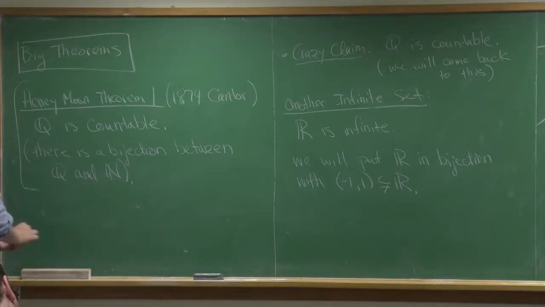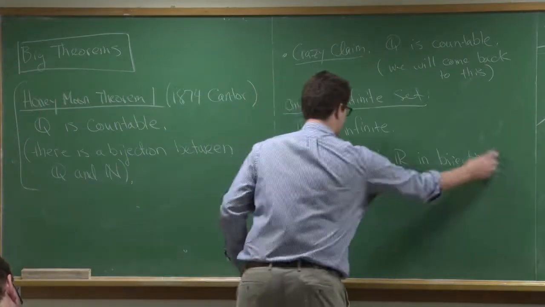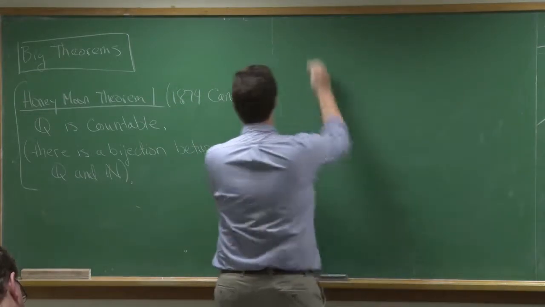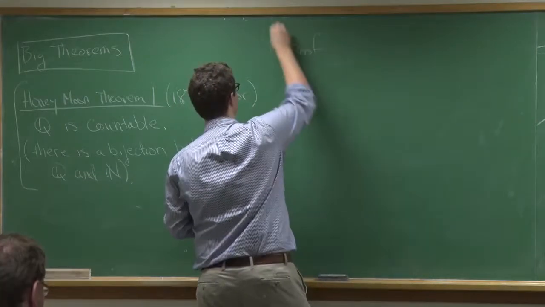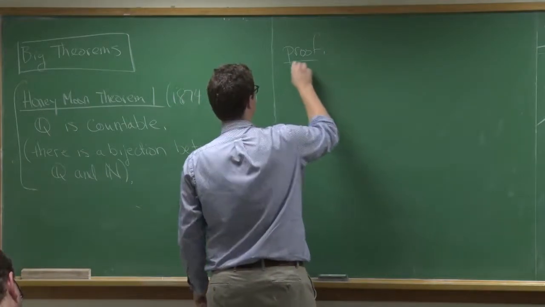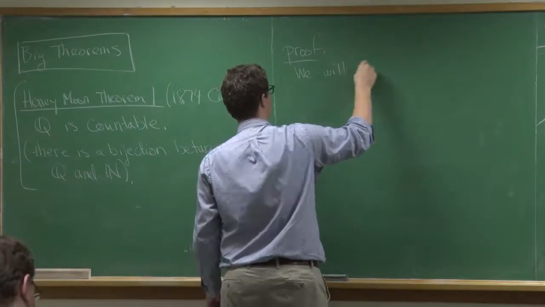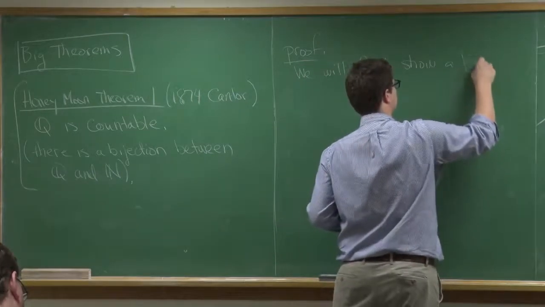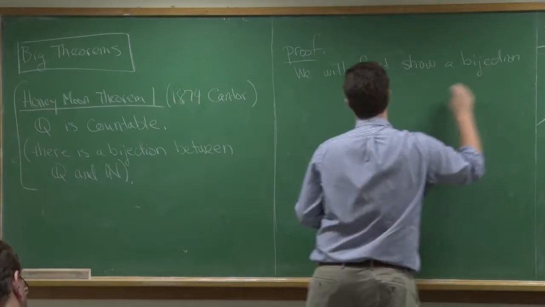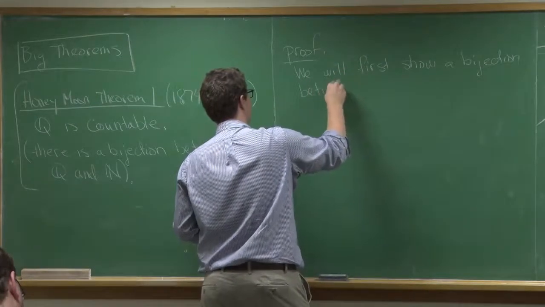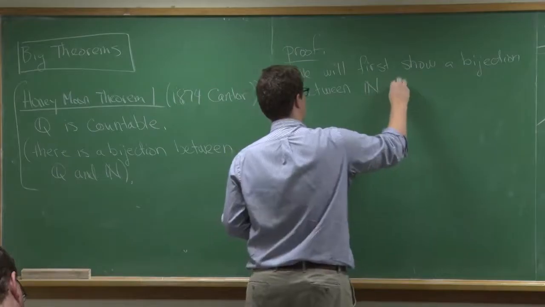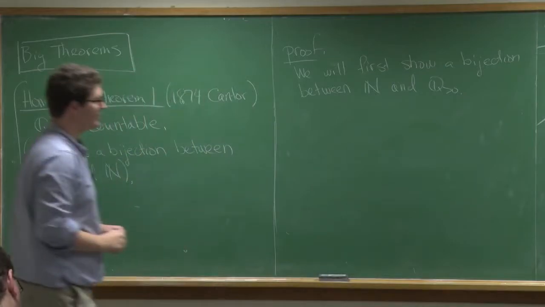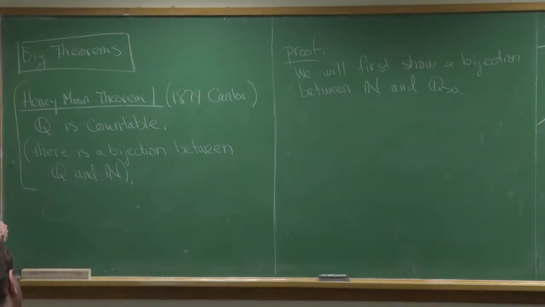Okay, let me show you this proof. In the proof, we will first show a bijection between the natural numbers and the positive rational numbers. All right? And here's how it goes.